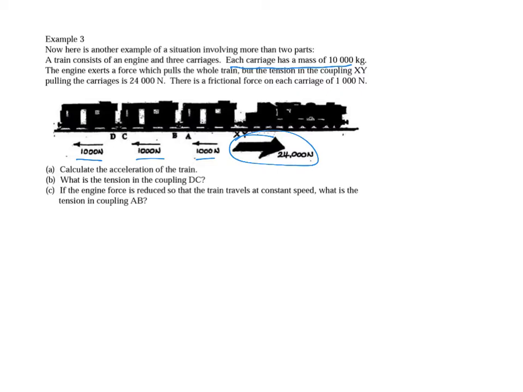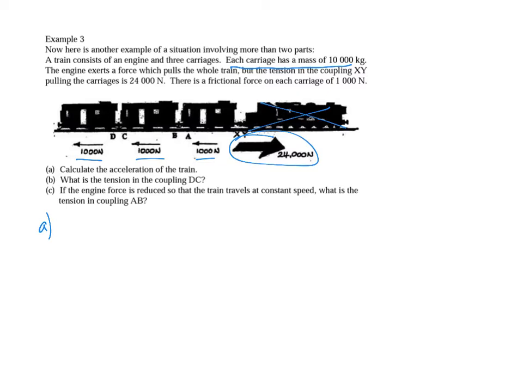So basically, if you look at the way this question is constructed, really the engine's an irrelevance. It's providing this 24,000 newtons of force in this coupling XY, but we're not given its mass, we're not given the total force on the engine, so we're only concentrating basically on the 3 carriages. So we can treat them as one single system. So when we're calculating acceleration, and you've noticed hopefully from the previous examples, we're usually dealing with the idea of looking at the whole system.